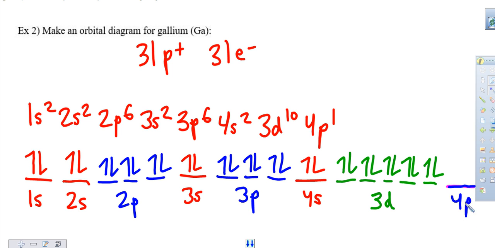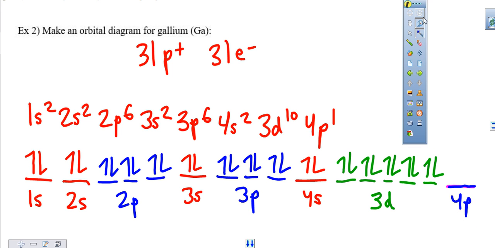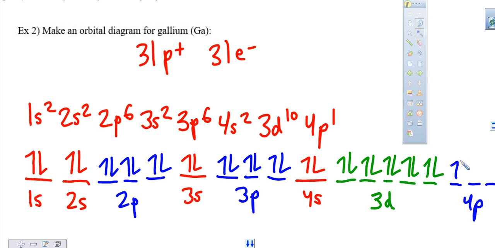4p. And I'm running out of room here. If I had room, I'd draw it to the right. I guess I could draw mini lines. There we go. 4p. You still have to draw all 3 lines, but just pick one of the boxes and draw an up or down arrow in one of the boxes, and that's it. There is the orbital diagram for gallium.